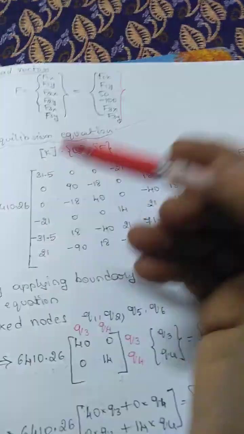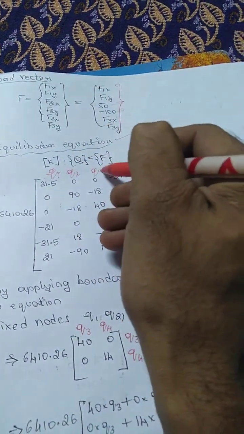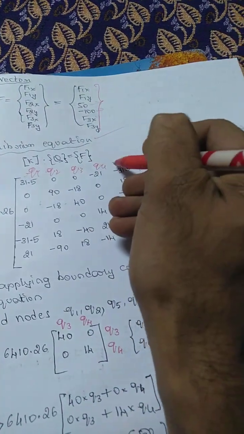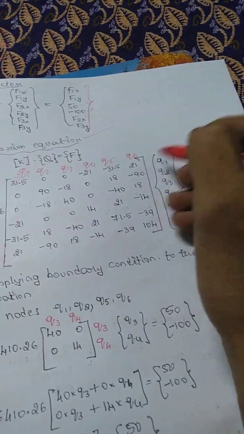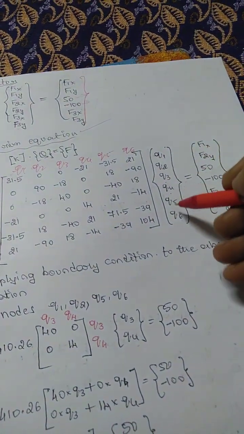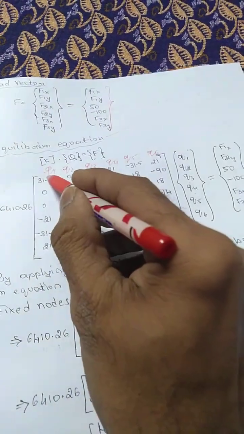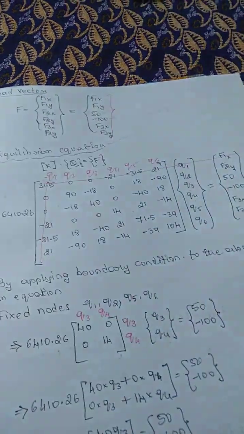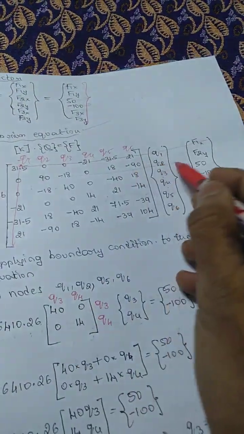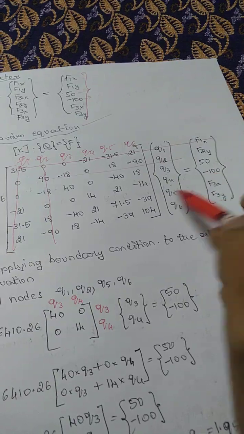So the boundary condition, this is Q1, Q2, Q3, Q4, Q5, Q6, similarly Q1, Q2, Q3, Q4, Q5, Q6. So now Q1 is fixed, so we'll cut it off here. Then Q2 same, gone. Q3, Q4 are there, they are the free ends.